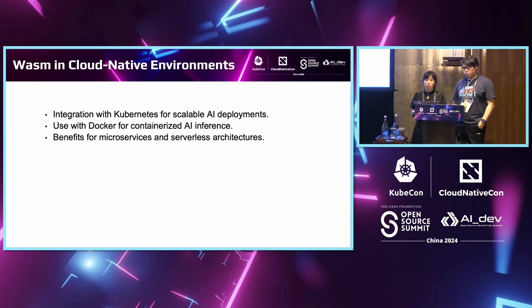Wasm in cloud native environments. Today we are going to talk about how to use Kubernetes to run scalable AI applications and use it with Docker, or you can swap it with any other, like Podman or OpenShift, for containerized AI inference. It would have a lot of benefits also for microservices and serverless architectures.